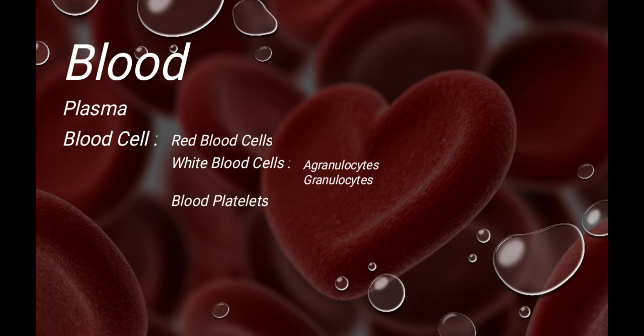Blood platelets. They are also known as thrombocytes. They help in preventing blood loss as they cause clotting of the blood at the site of injury. They are born in the bone marrow and have a lifespan of 8 to 14 days. There are about 2.5 lakh blood platelets in 1 cubic millimeter of blood.